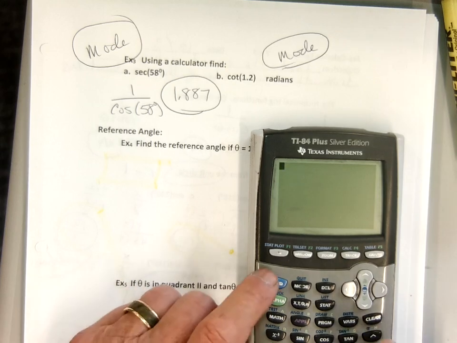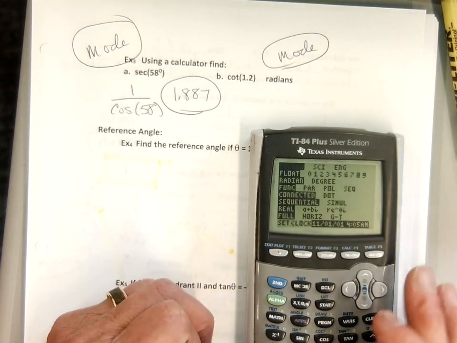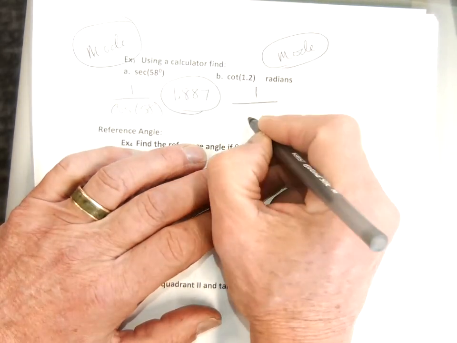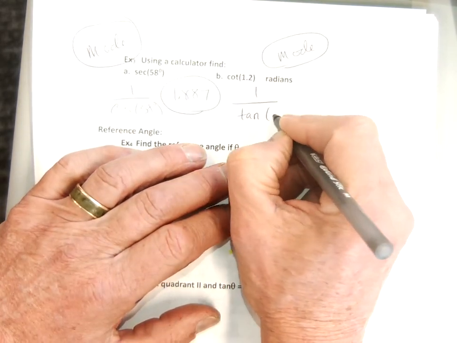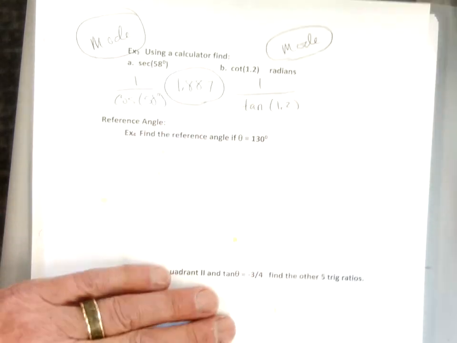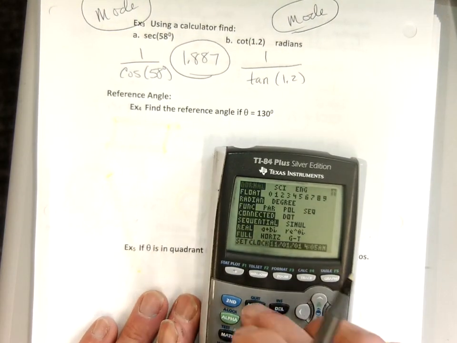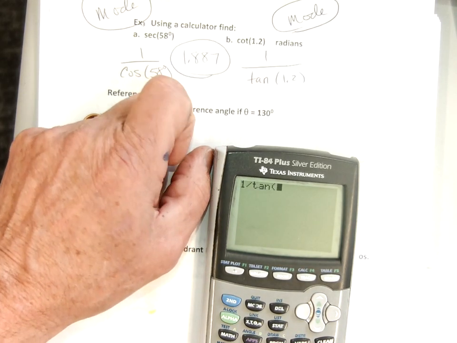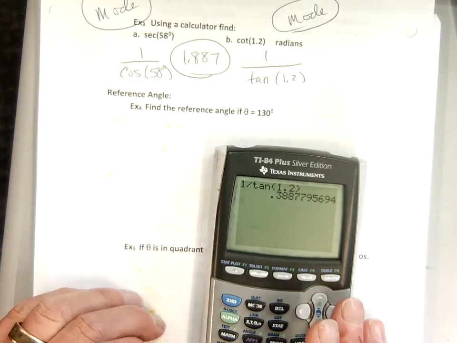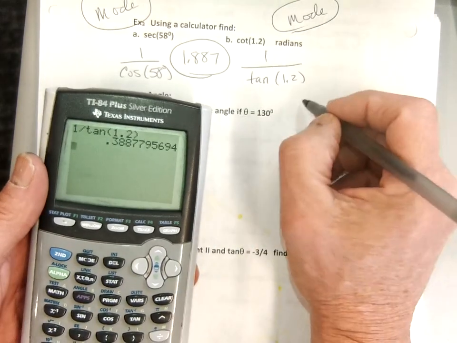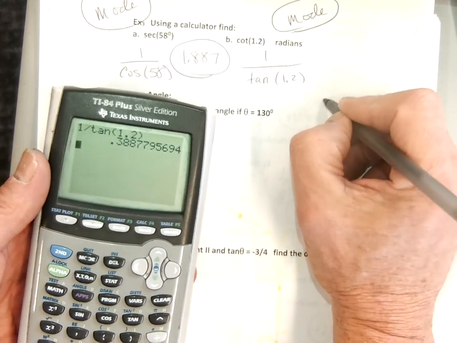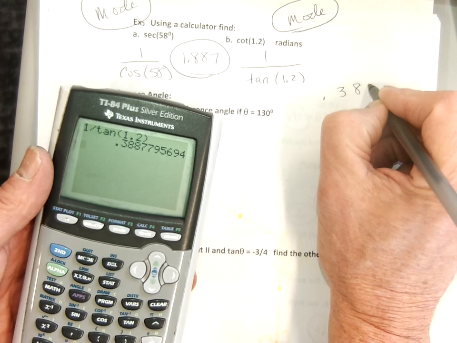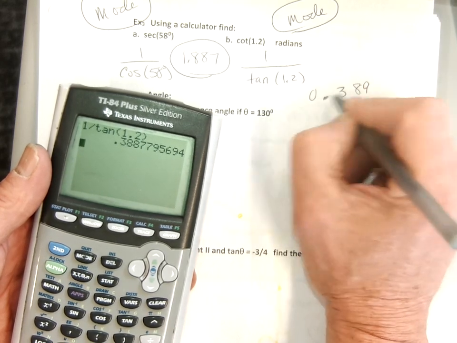Okay, so I'm going to go first mode, right? I'm going to go to radians. And there is no cotangent button, but we have a tangent. It's 1 over tangent of 1.2. So then quit. I'm going to go 1 divided by tangent of 0.2, and I get an answer of about 0.3888. I like to go to the nearest thousandths, so round to 9, 0.3889. There we go.